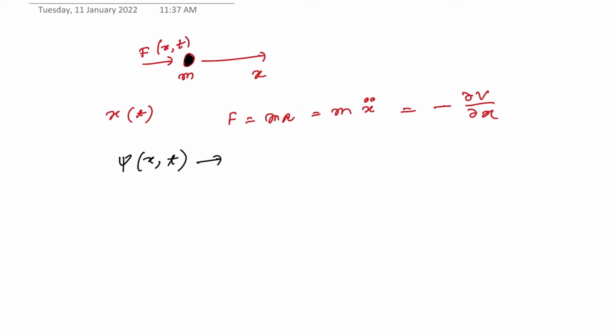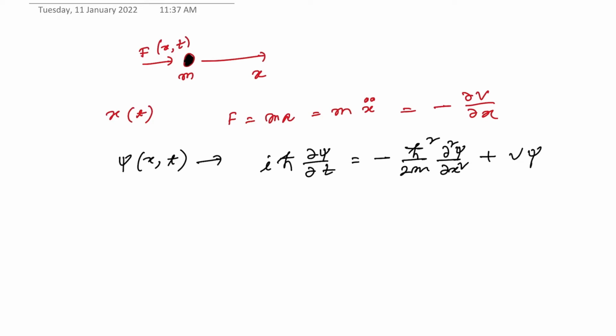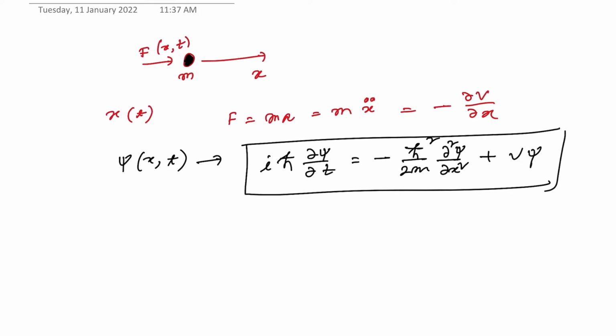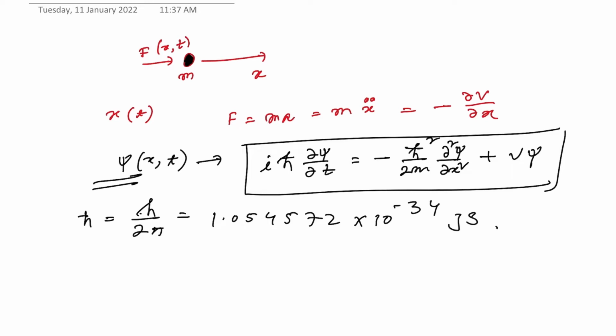The wave function can be obtained by the Schrodinger equation, that is i h cut del psi by del t is equal to minus h cut square by twice m, second order derivative of psi with respect to x, plus potential V and psi. So this is the Schrodinger equation, and from this equation we can obtain psi. And here h cut is equal to h by 2 pi, its value is 1.054572 into 10 to the power minus 34 joule second.